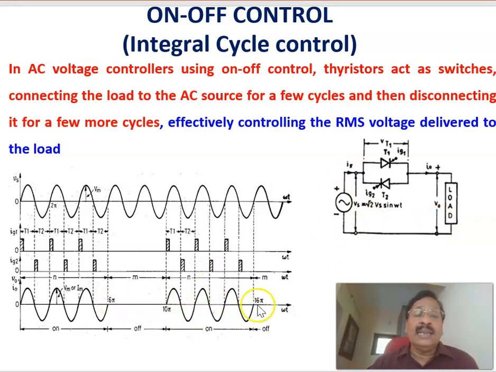Then again it is repeated. This is the output voltage, this is the input voltage, and this is the gating pulse to T1 and this is the gating pulse to T2. Again, the gating pulse is given at the zero crossing point, firing angle equal to 0. Therefore, you get full cycles. The number of cycles connected is represented as n, and the number of cycles disconnected is m. N divided by m plus n is called the duty cycle.